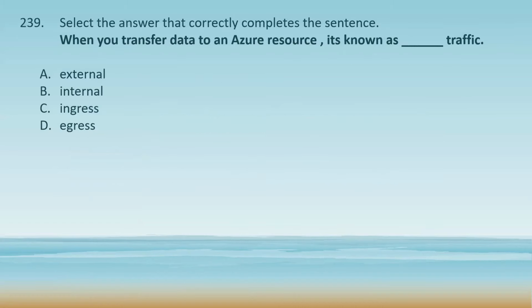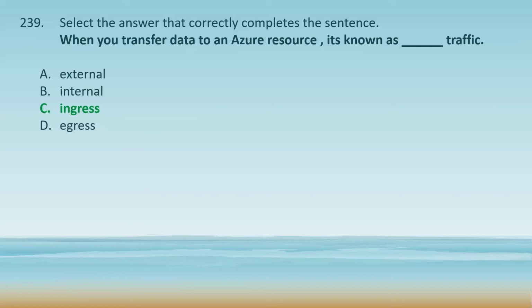Let's look at question number 239. Select the answer that correctly completes the sentence. When you transfer data to an Azure resource, it is known as dash traffic. Your options are external, internal, ingress, egress. And the correct answer here is ingress. It's coming inside.